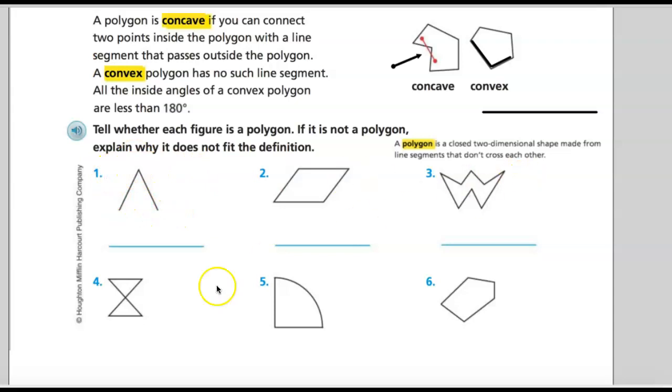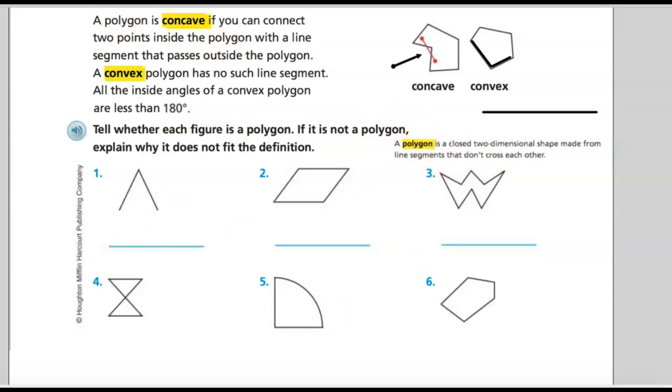So down here for 1, 2, 3, 4, 5, 6, you're going to tell whether each figure is a polygon. So if it's a polygon, write down polygon. If it's not, you have to tell me why it doesn't fit the definition. And I put this over here again as a reminder for you from the other page. A polygon is a closed, that means there's no open door, no little open barn door or open pool wall. A polygon is a closed 2-dimensional shape made from line segments, so no curves, line segments that don't cross each other, okay? So go through these now, making sure that it meets this requirement here.